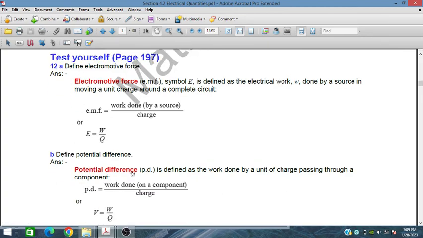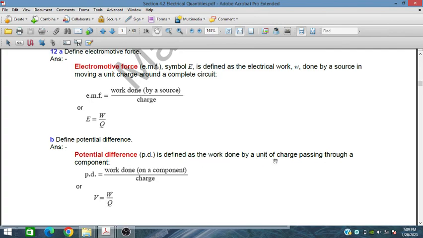And define potential difference. Potential difference is defined as the work done by a unit of charge passing through a component. So work done by a unit of charge passing through a component is called the potential difference. The potential difference is also very close, but this is work done.